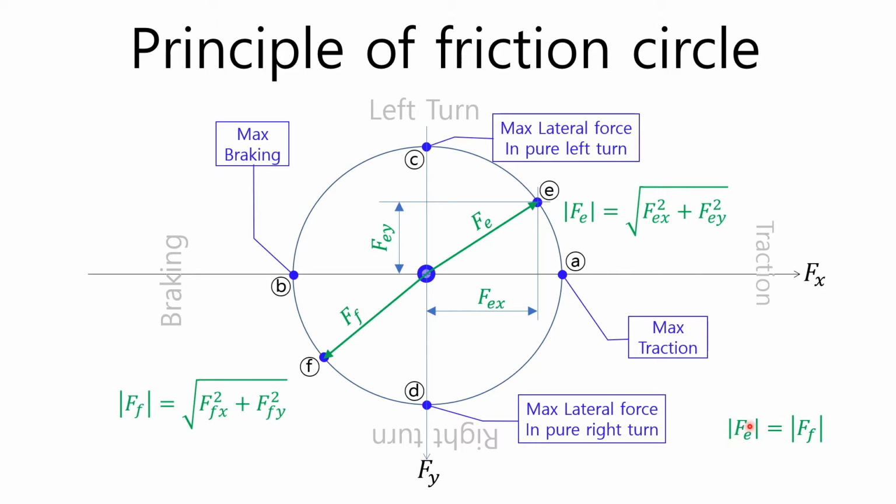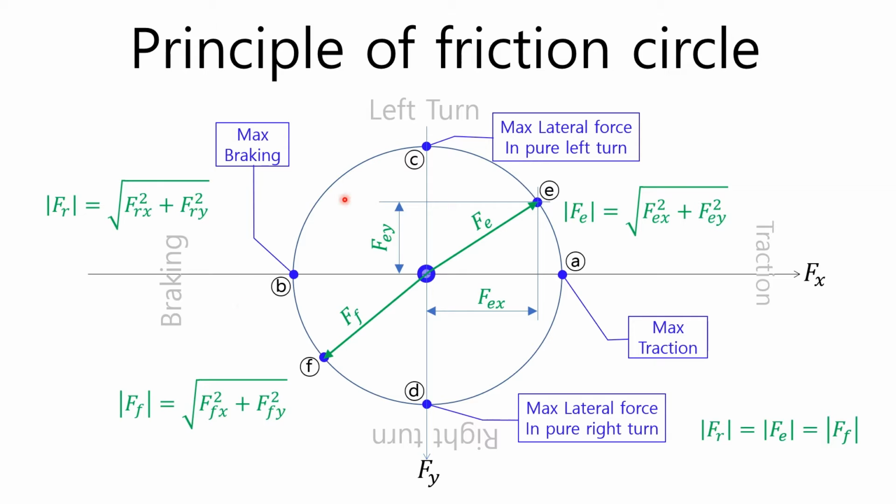For example, point E represents the maximum friction force as one of the combinations of traction and left turn, and point F represents the maximum friction force as one of the combinations of braking and right turn, and the absolute values of these maximum friction forces are the same.